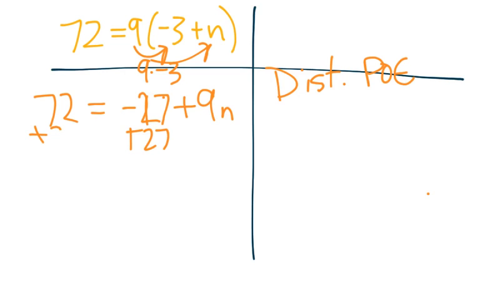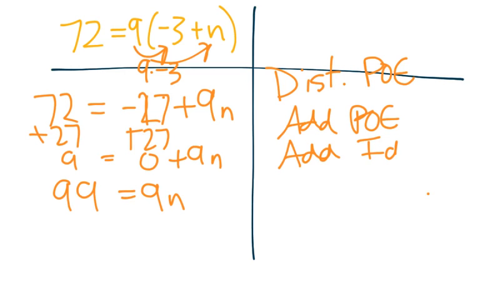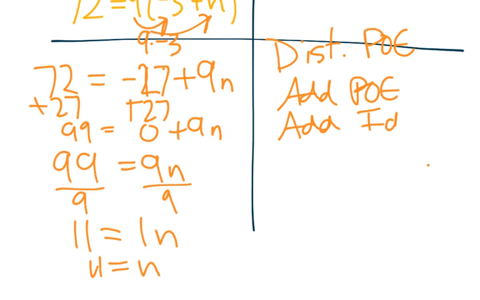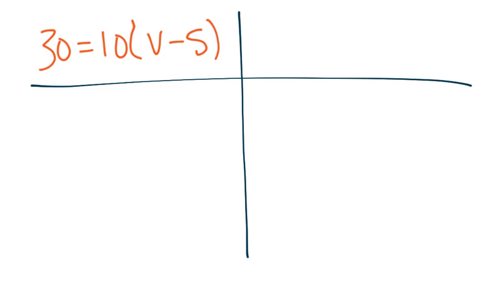Then we add 27 with the addition property of equality. Then that additive identity will drop our 0. So that 0 gets dropped, so we just have 9n instead of 0 plus 9n. And 72 and 27 should give us 99. Then we divide by 9, giving me 11 equals 1n, which we drop to get 11 equals n, using both the division property of equality and the multiplicative identity of 1. And 11 equals n. Okay, last problem here.